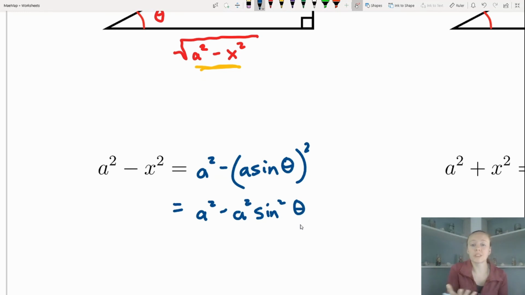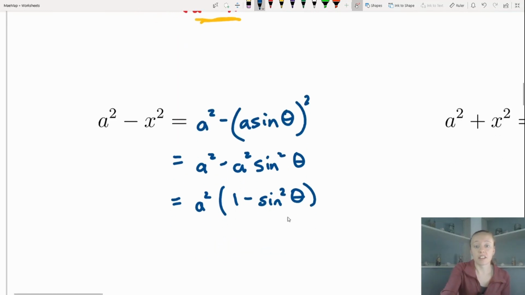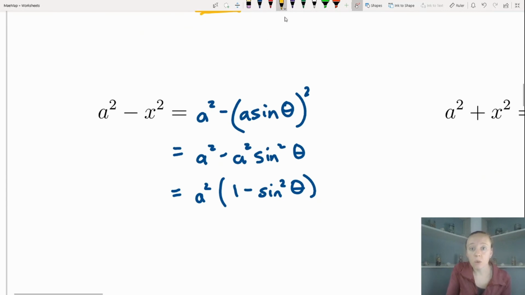Now, what do you see that I have in both of my terms? I have an a squared. So why don't we just go ahead and pull that out in front? If we pull out that a squared, then I'll be left with 1, because pulling out a squared from a squared leaves us with 1, minus just a sine squared theta. This should look familiar. 1 minus sine squared theta equals what? Think back to our identities, or actually, I think I put it on the paper.